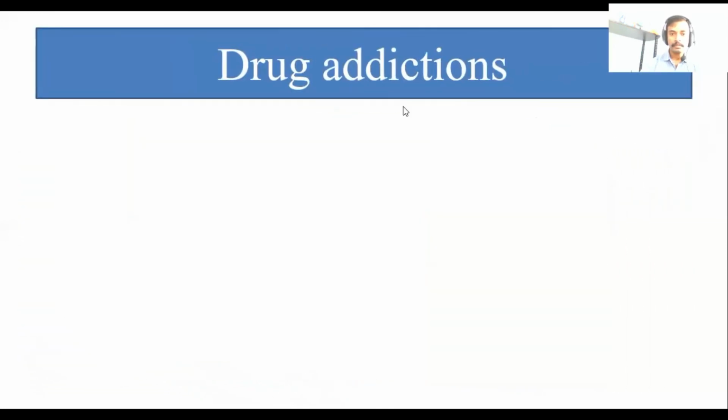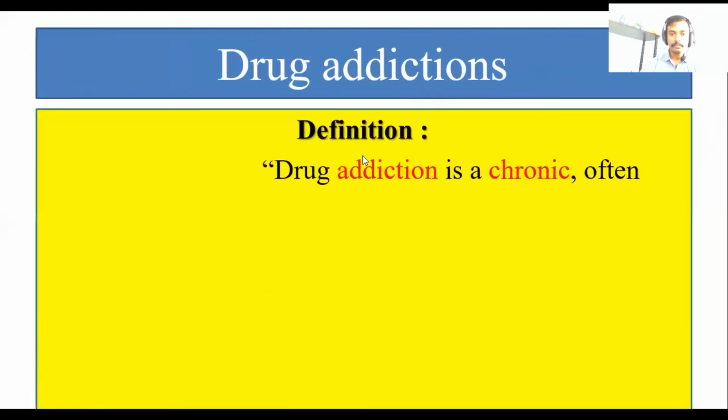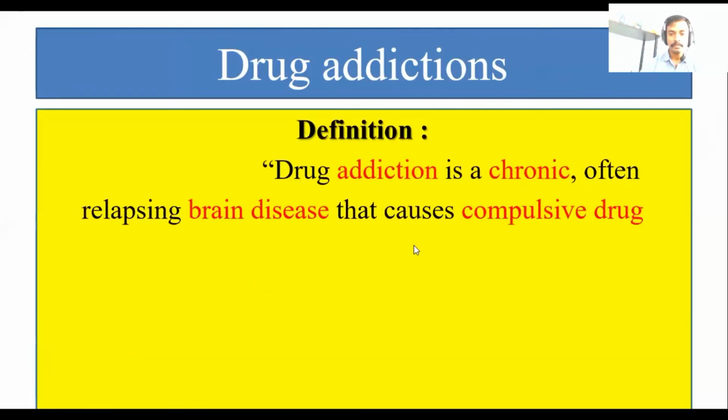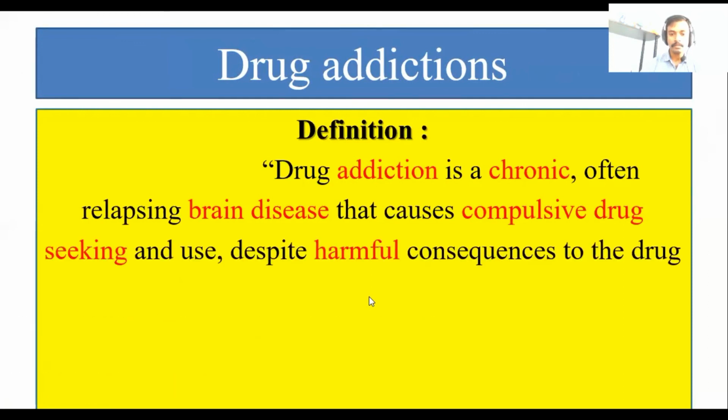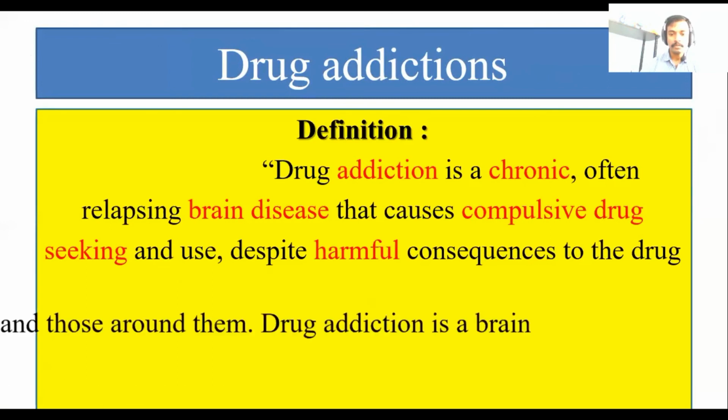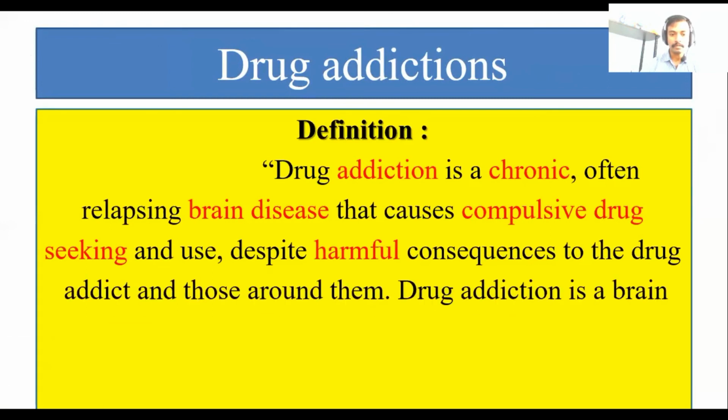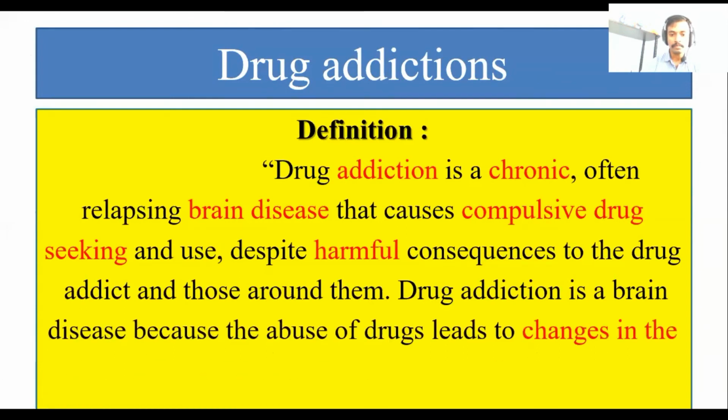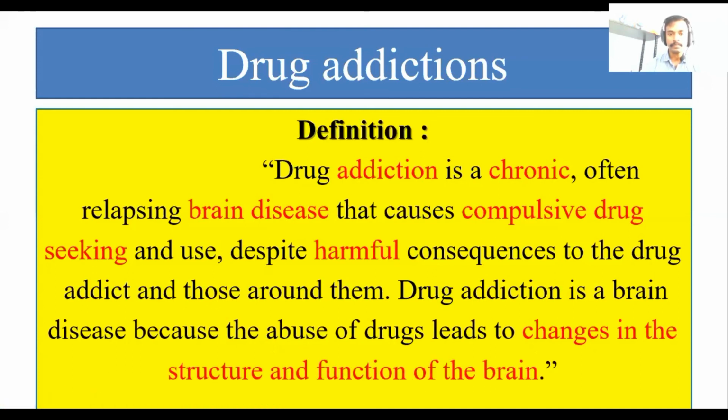Then drug addiction. Definition: addiction is a chronic, often relapsing brain disease that causes compulsive drug seeking despite harmful consequences to the person with the addiction and those around them. Drug addiction is a brain disease because the abuse of drugs leads to changes in the structure and functions of the brain.